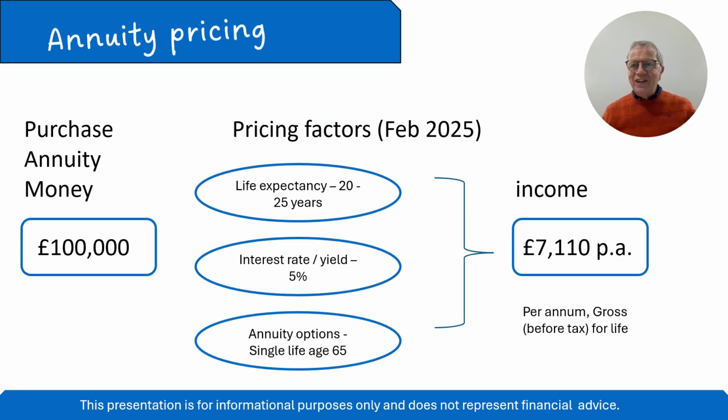If you've seen the video part 1, Annuity Basics, you'll have seen this slide, and this just shows how a typical annuity is put together and priced. Typically, you'll use maybe £100,000 to buy the annuity. The insurance company will calculate the amount of income taking into account life expectancy, interest rates, and annuity options. So for somebody, say 65, using a 5% implied interest rate, the annuity income will be, say, £7,000 per annum.